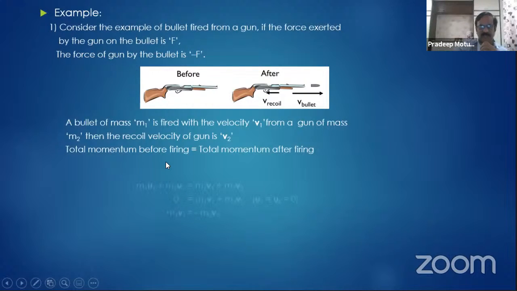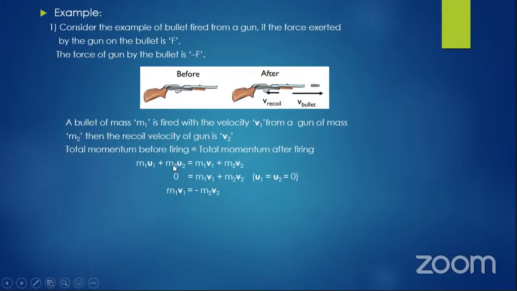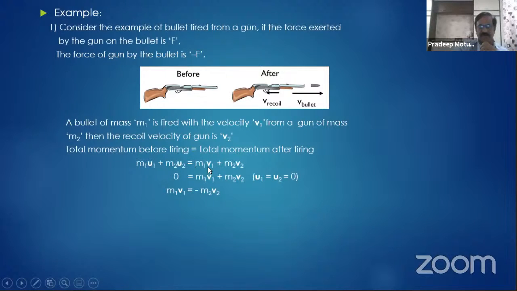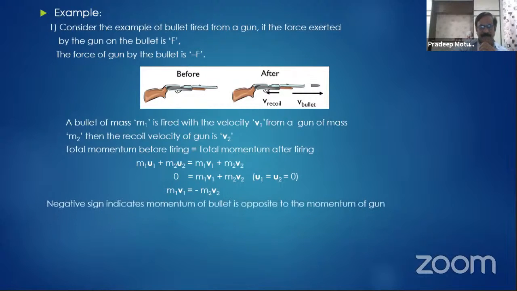So from this, m1 u1 plus m2 u2 is equal to m1 v1 plus m2 v2. Therefore, finally you can have m1 v1 is equal to minus m2 v2. That negative sign indicates that the momentum of the bullet is opposite to the momentum of the gun. So in this way, you can easily explain the law of conservation of momentum with these examples.